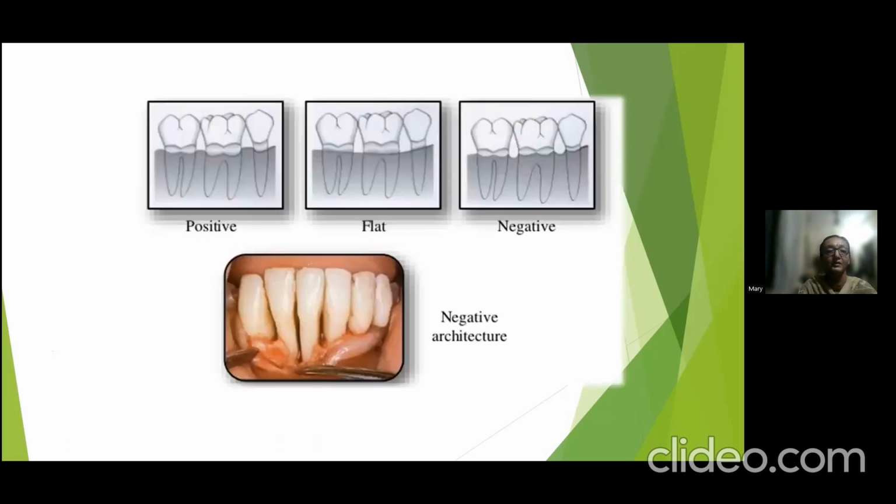So I have a picture here showing the positive architecture, whereby the interdental bone is at a higher level than the radicular bone. In flat architecture, both of them are at the same level. In the negative architecture, we see the interdental bone is at a lower level than the radicular bone. Here is a picture whereby you can see clearly how the tooth shows a negative architecture, whereby the radicular bone is at a higher level than the interdental bone.